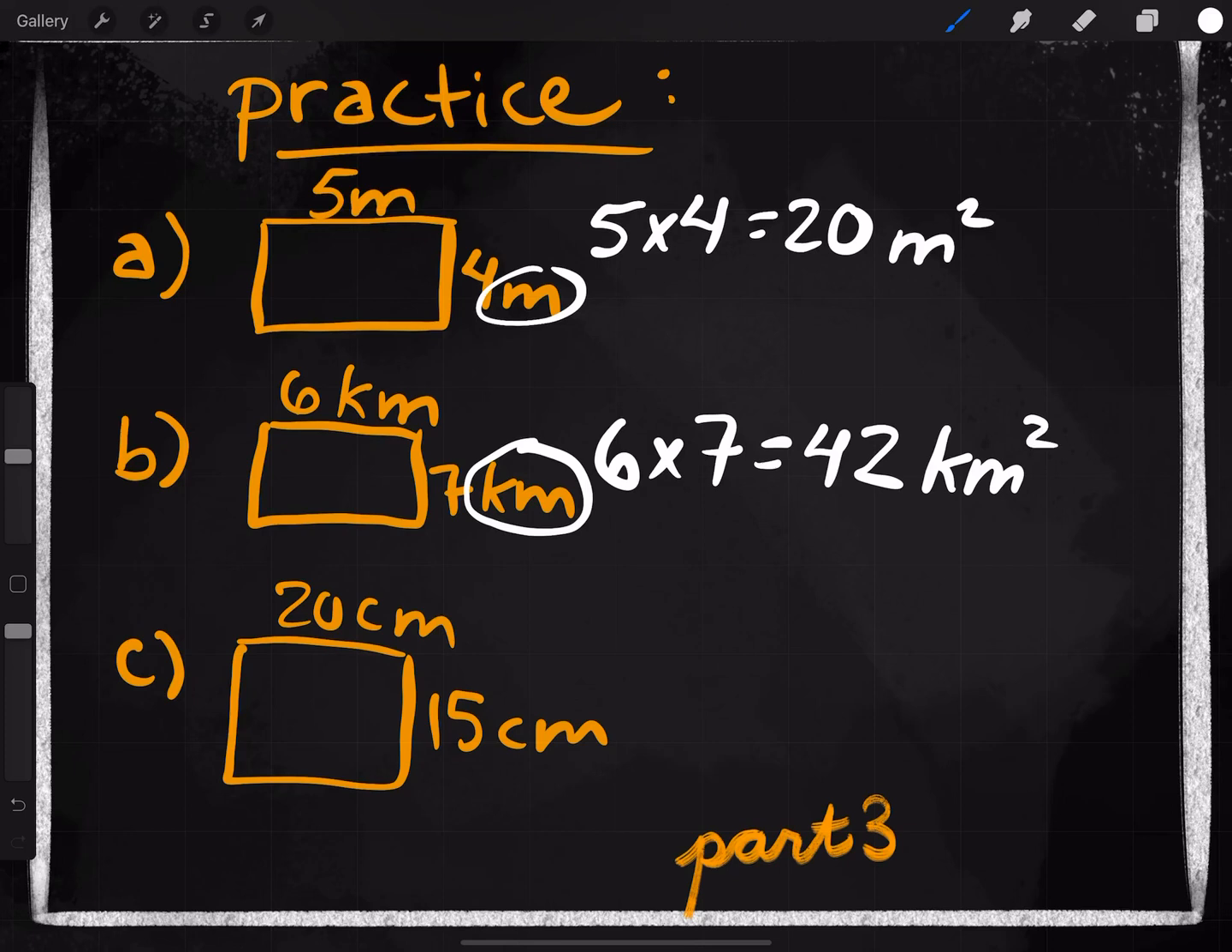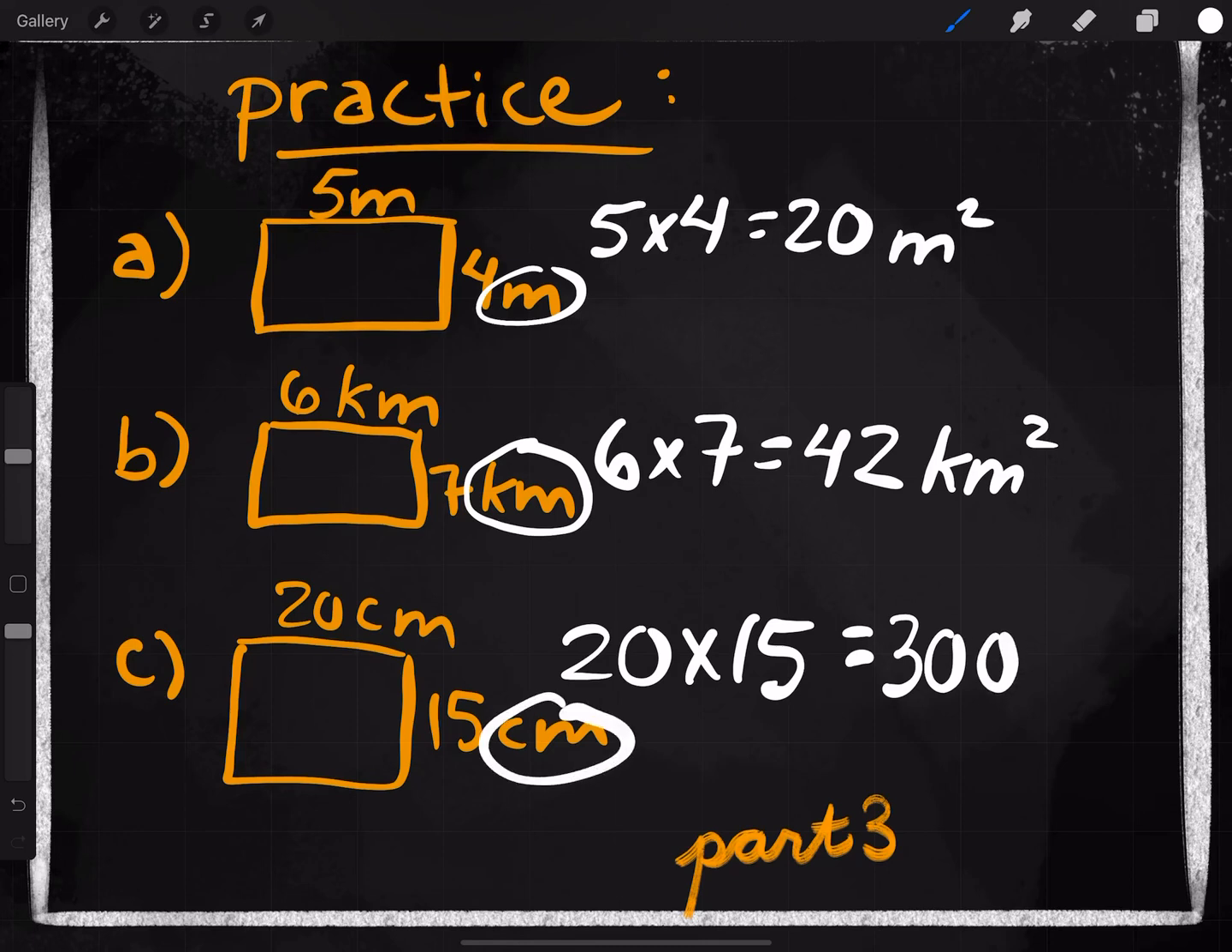This one I will multiply 20 times 15. So we have 300, and we're measuring in centimeters, so I write square centimeters.